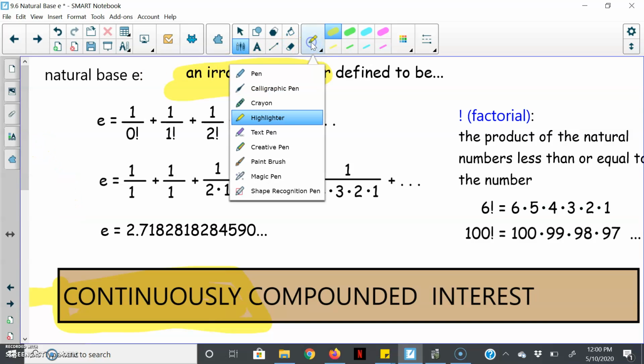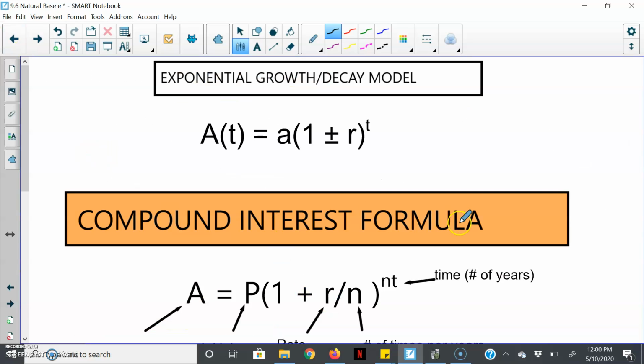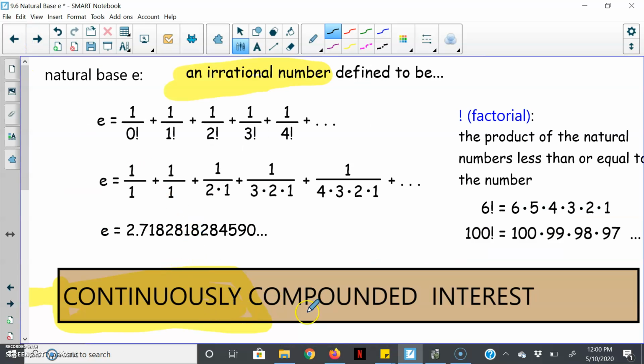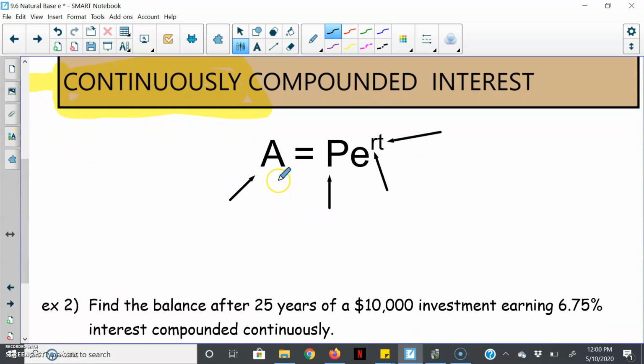So the last equation we used, this compound interest formula right here, is when it was compounded a specific number of times. This one was compounded continuously. And the equation is A equals P times E raised to R times T, also known as PERT.